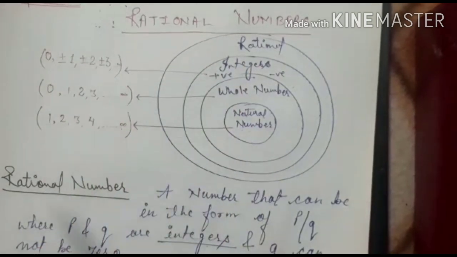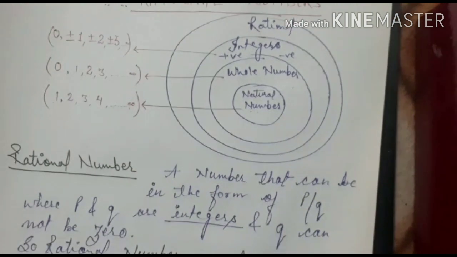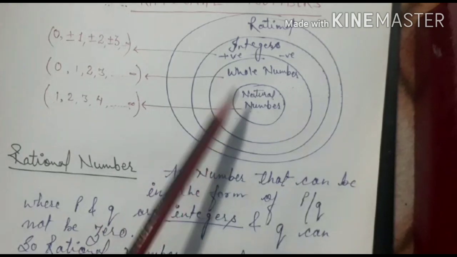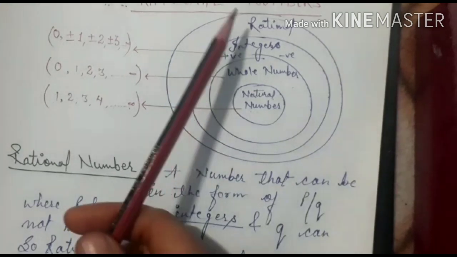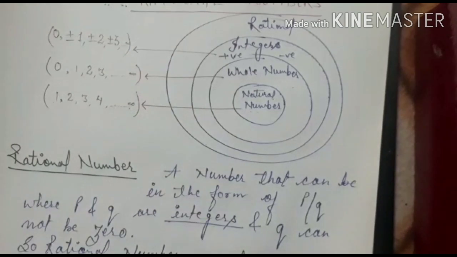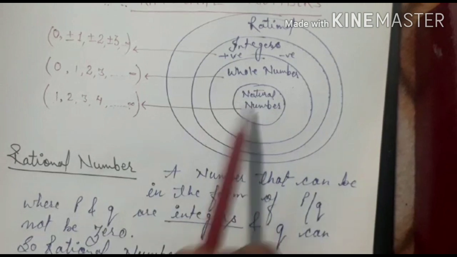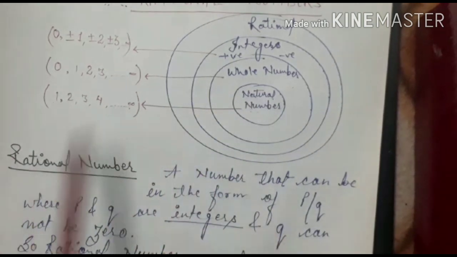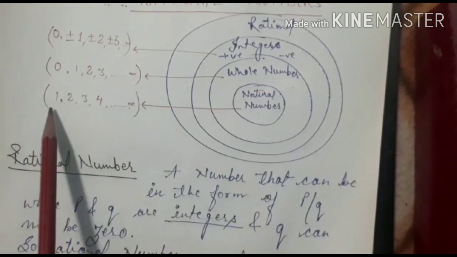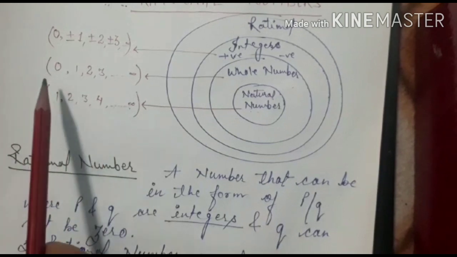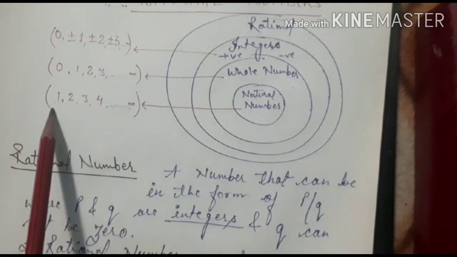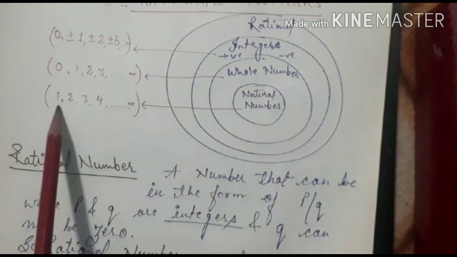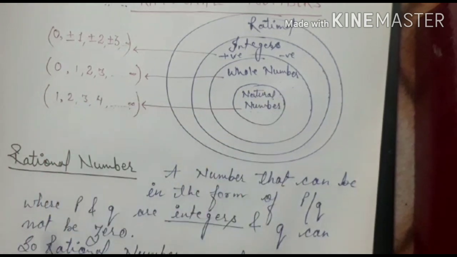Before starting with what a rational number is and its definition, we need knowledge of some other numbers: natural numbers, whole numbers, integers, and lastly rational numbers. Here I have written the definitions. Natural numbers include all the numbers 1, 2, 3, 4, except 0; 0 is not included in the natural numbers. So the natural numbers are 1, 2, 3, 4 and go on up to infinity.